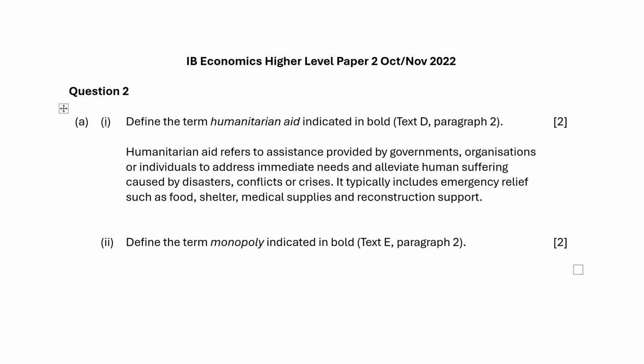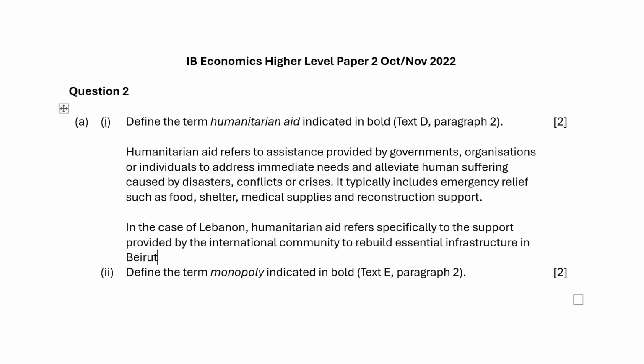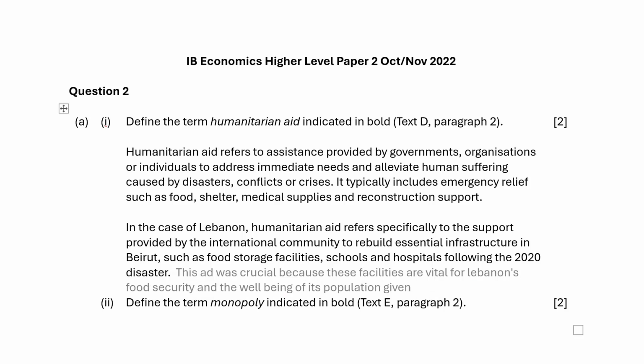In the case of Lebanon, humanitarian aid refers specifically to the support provided by the international community to rebuild essential infrastructure in Beirut, such as food storage facilities, schools, and hospitals following the 2020 disaster. This aid was crucial because these facilities are vital for Lebanon's food security and the well-being of its population, given that 85% of the country's food arrives through Beirut.